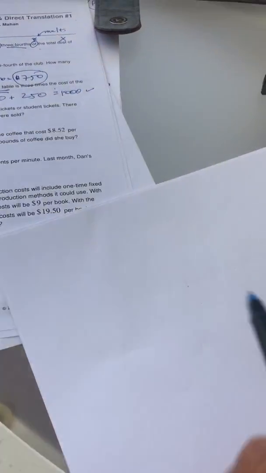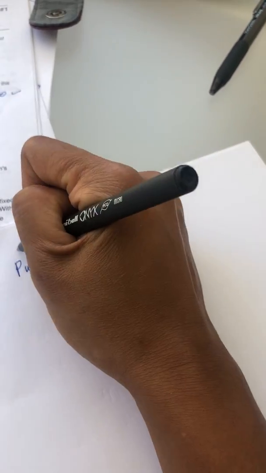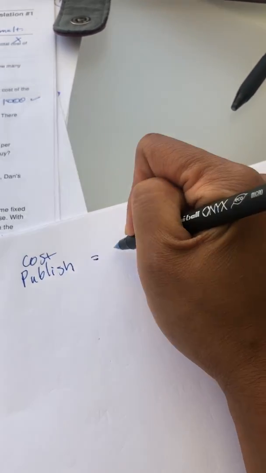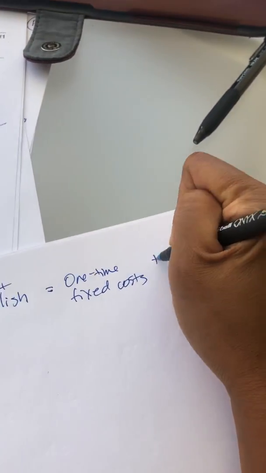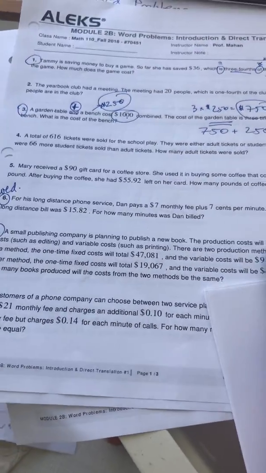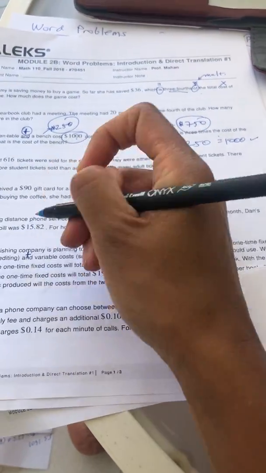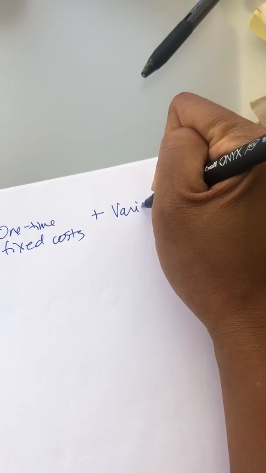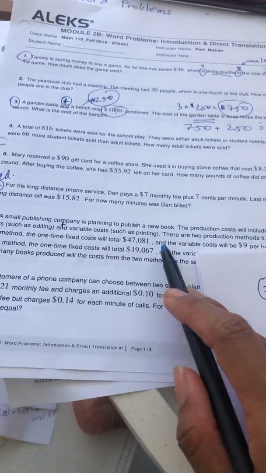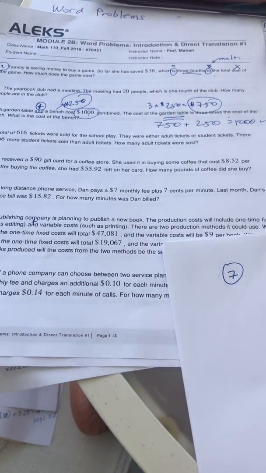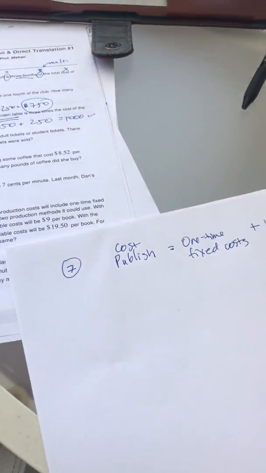So let me just write out this situation here. So number 7, in order to publish a book, the cost of publishing a book is equal to one-time fixed costs plus, and the word and means plus, right? And is plus variable costs. So when we talk about variable cost, meaning it depends on how many books you print, right? The more books you print, the more it'll cost you, right? Whereas editing is just a one-time fee. It's a flat rate. So the cost of publishing, there's 2 types of costs that an author or publishing company has to think about.